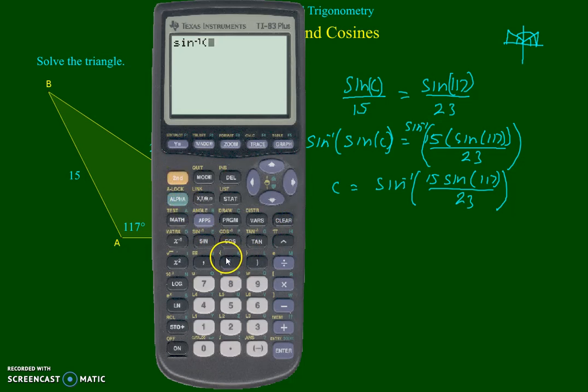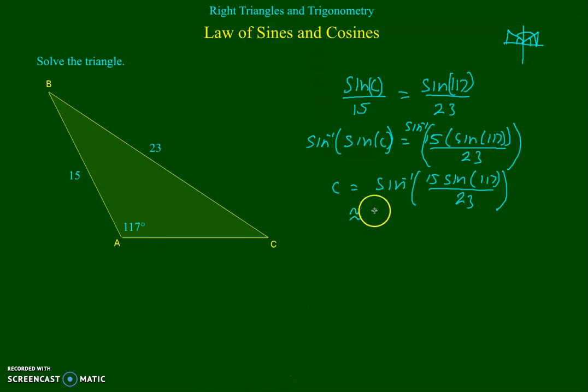Arcsine of 15 sine 117, close our parentheses, divided by 23 gives us approximately 35.53 degrees. So we have an angle of 35.53 degrees. And now we're going to use this angle and this angle to subtract them from 180 to get our remaining angle, angle B.